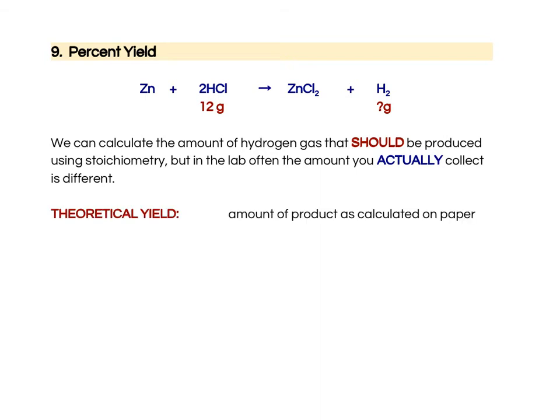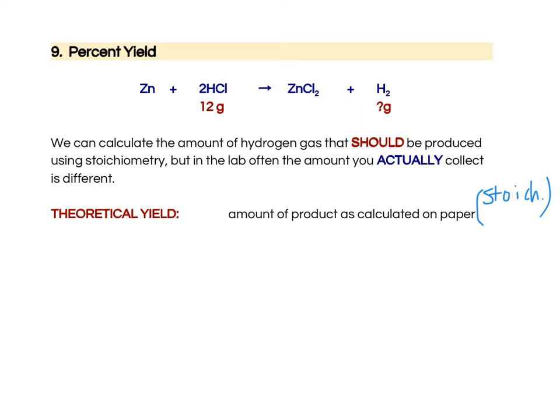So the first I want to talk about is the theoretical yield. So the theoretical yield is the special term we use for the amount of product as calculated on paper. So that is basically the amount of product that we expect to get using basic stoichiometry, right? So let's maybe write that in. This is using stoichiometry, stoich for short, right? So on paper, we can go ahead and determine how much of a product we should be able to predict.